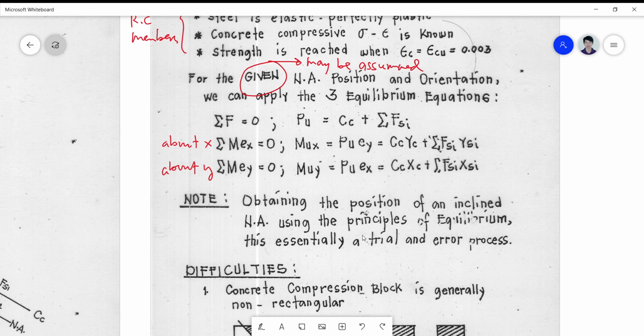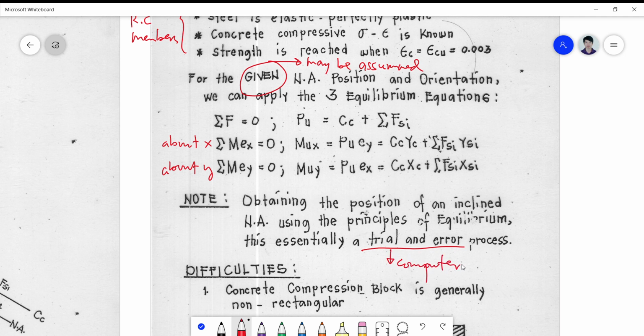So take note that to obtain the position of an inclined neutral axis, we simply use the principles of equilibrium, and this is actually a very tedious trial and error process. If you do it manually, it's actually hell. But if you do it using computers, it's very normal. This is simply a computer iteration.